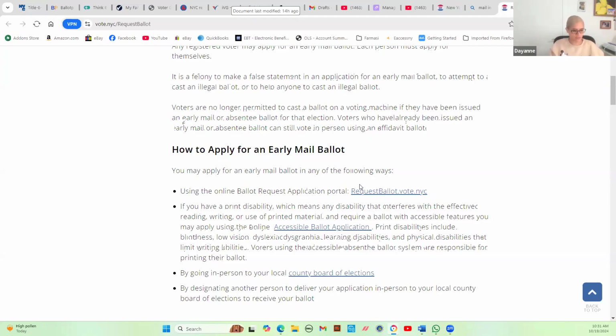But if you have to register for a mail-in ballot, do so with the understanding that if you go to the polls, it's going to be done with an affidavit, and that's not going to be counted until after the election. So understand that that's very, very important.